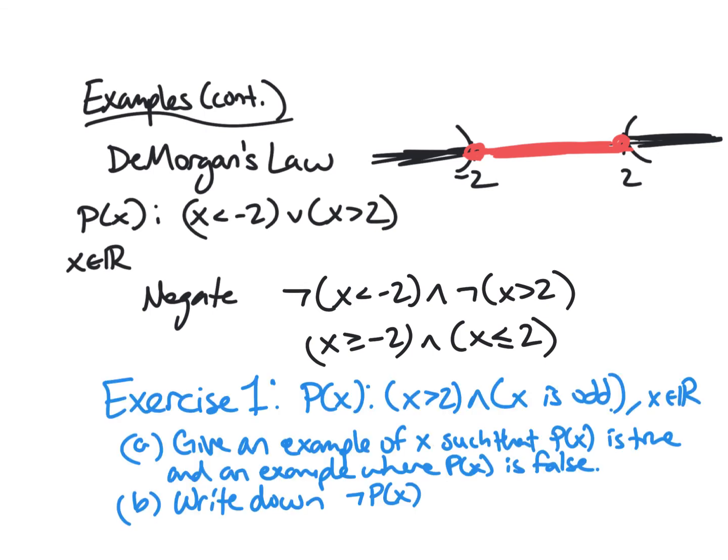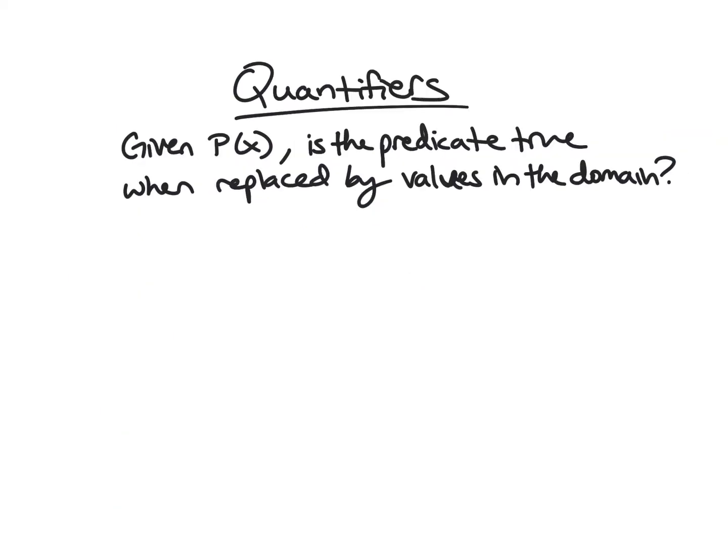Okay, and so here's your first exercise. Given this P(x), where my domain is the real numbers, and by the way, this little epsilon here just means is in, or is an element of. So you can read that as x is in the real numbers. So the first part, I just want you to give examples where the predicate is true or false. And then I want you to write down the negation.